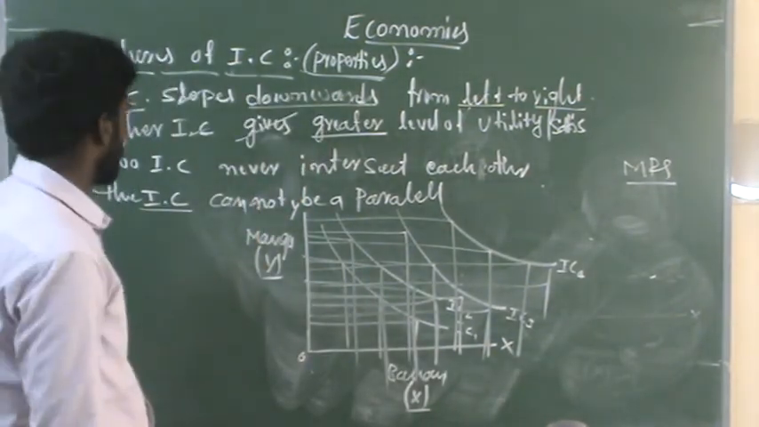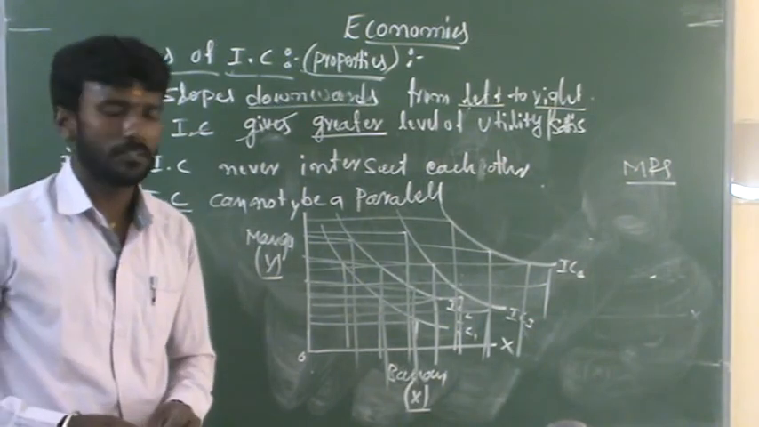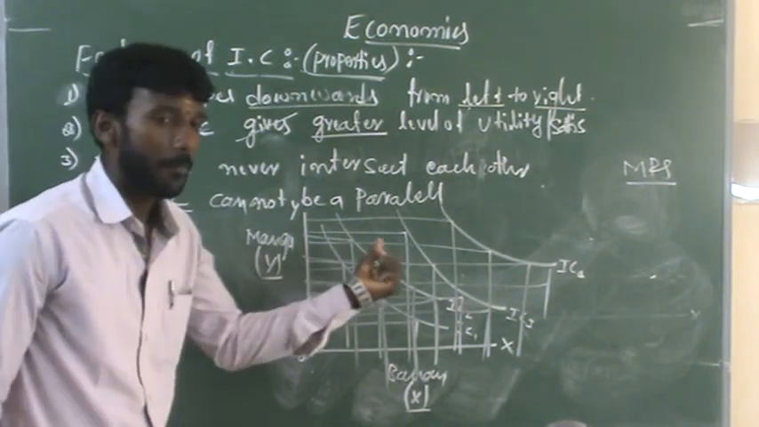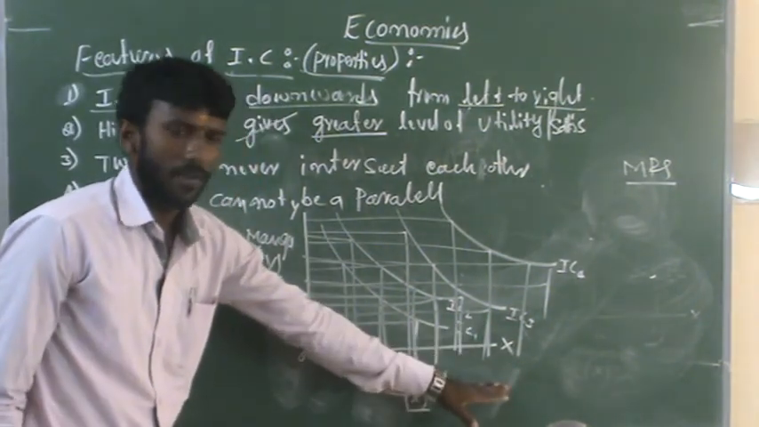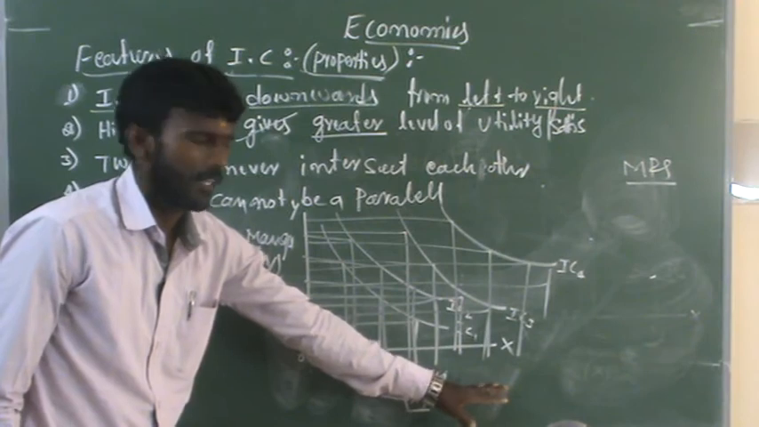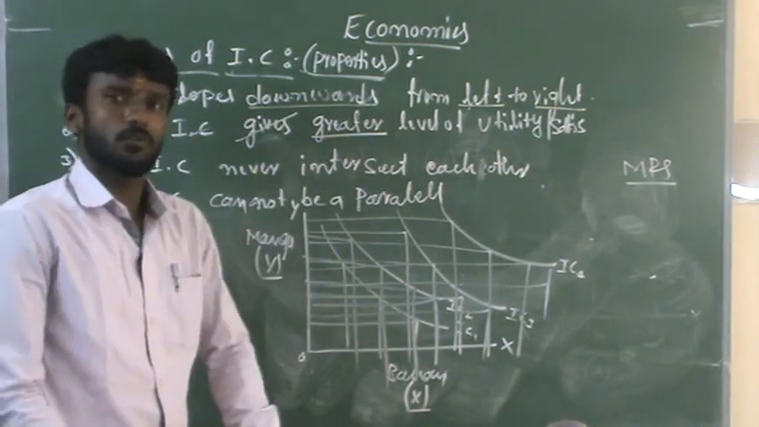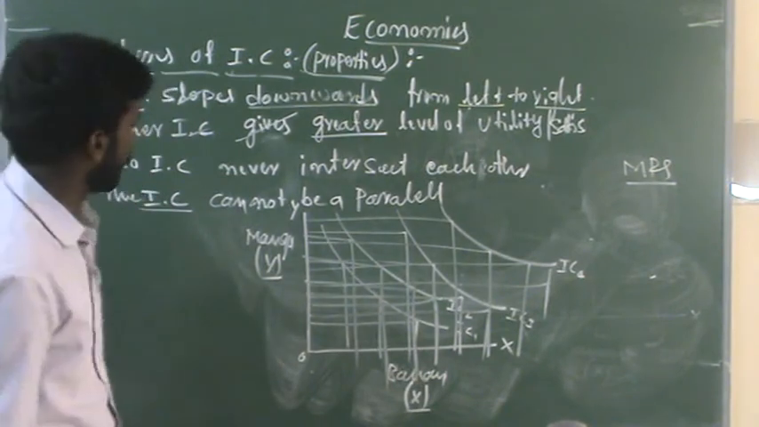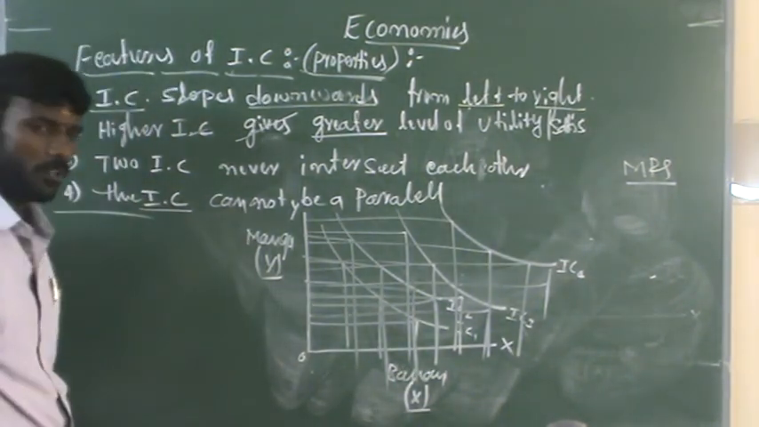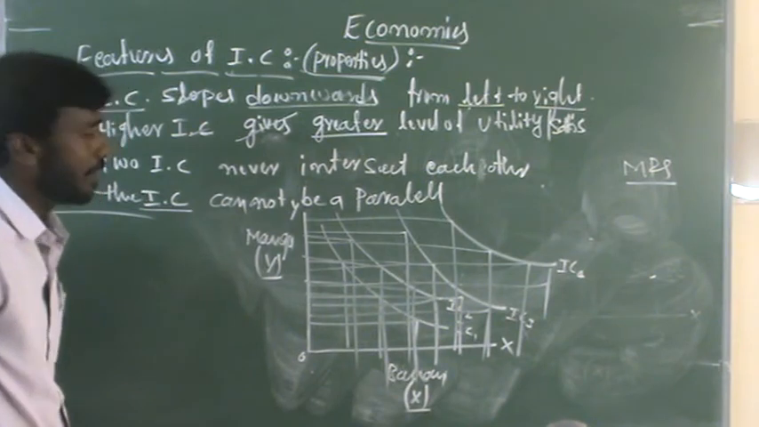So due to that reason, here the IC curve or the indifference curve cannot be parallel. They can be of any shape, but one curve cannot touch another indifference curve. See student, this is the fourth important feature or property of the indifference curve.